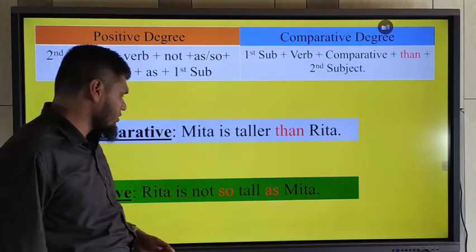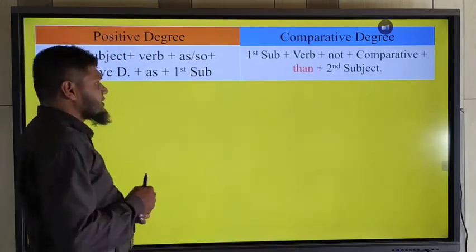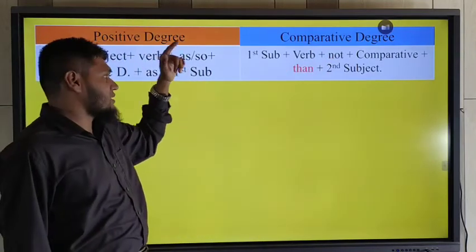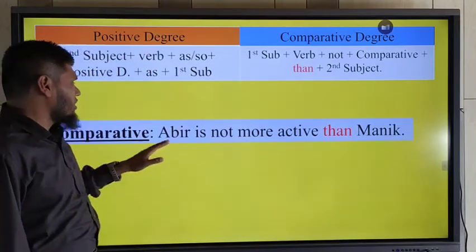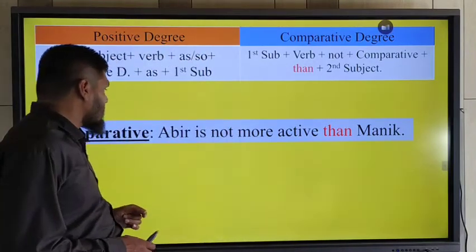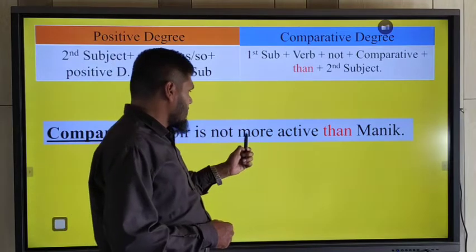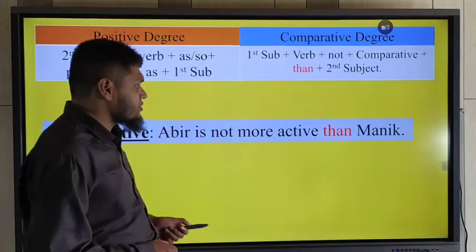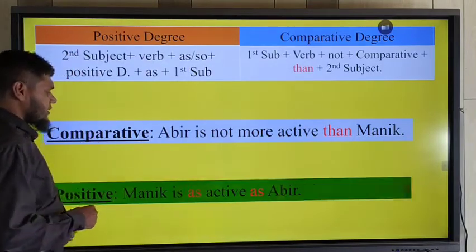In this way, you should be able to sense them. Okay, you should be careful about them. Another example: if the sentence is in negative form, it should become positive form. And if the sentence is in positive form, it should become negative form. Okay, so what would be the example? Abir is not more active than Manik. Abir is not more active than Manik. So it's a negative sentence, and after the comparative degree "than" is used. So you should use the second subject. This is the first subject, and Manik is the second subject. So you should use the second subject first, Manik.